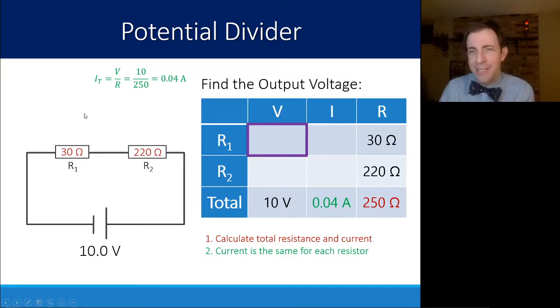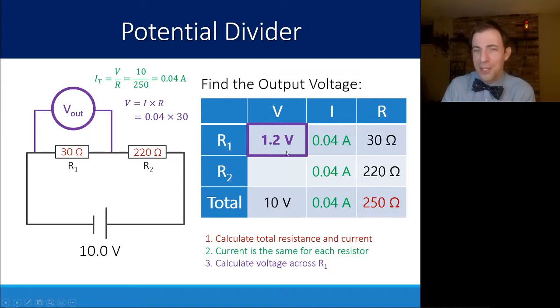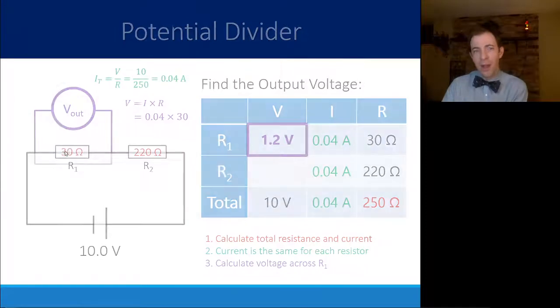That has a very high resistance, and all of it stays in the circuit. So this 0.04 amps goes all the way up. That's each resistor's current as well. And remember, what I was trying to solve for here was this voltage out, this voltage across R1. Now I know I and I know R. I can calculate the voltage across R1 using Ohm's law. I times R, the current times the resistance, is 0.04 times 30, or 1.2 volts of voltage being measured across this R1.